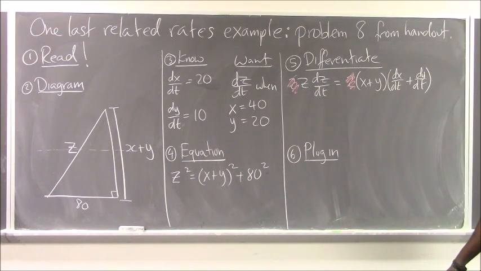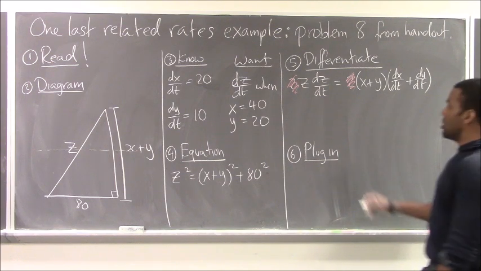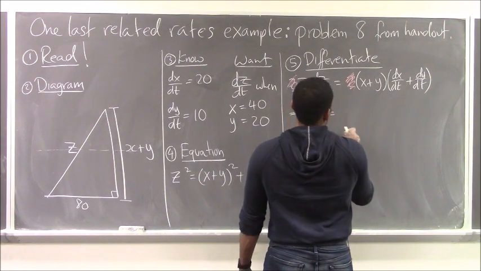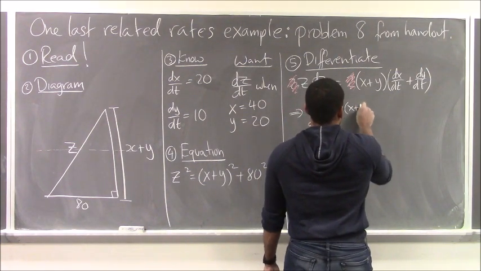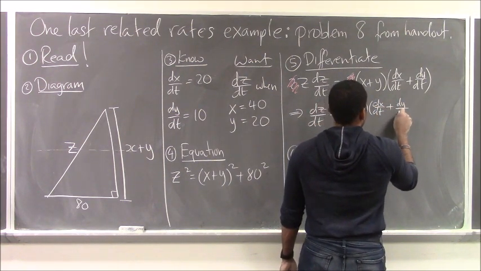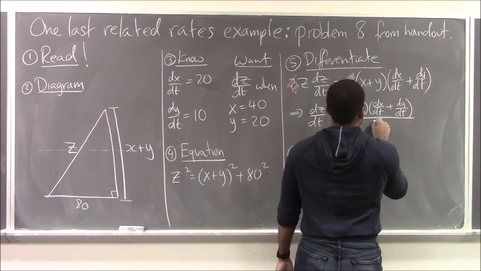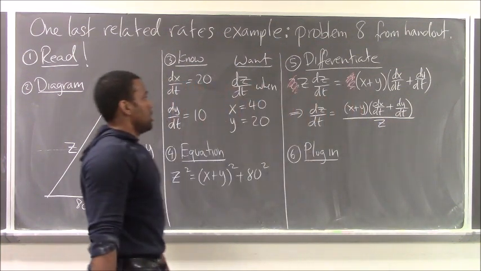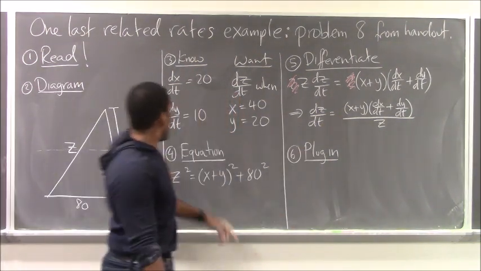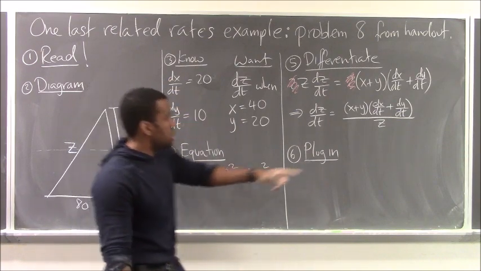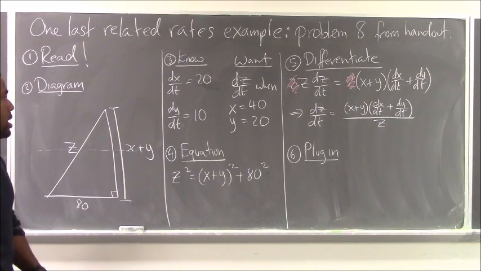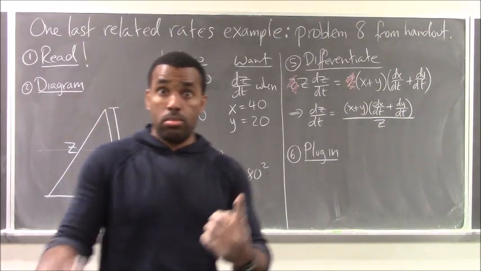So I have that. Now I just want to plug in. So this is going to be dz/dt is equal to (x plus y) times (dx/dt plus dy/dt) over z. Now, we know our x and y. We can plug those in here. We know our dx/dt and our dy/dt. Can plug those guys in here. But we do not know our z.